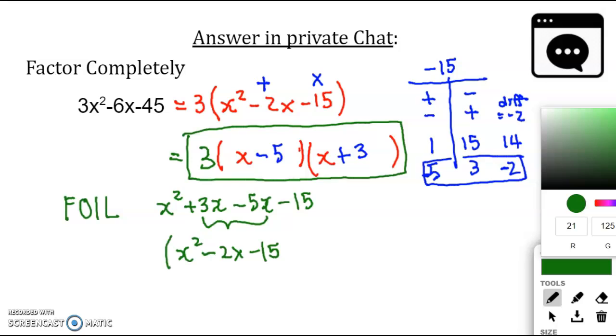Okay, so then you say, okay, so I do need to multiply this by 3, and you are left with 3x squared minus 6x minus 45, and we're done. And it checks out.